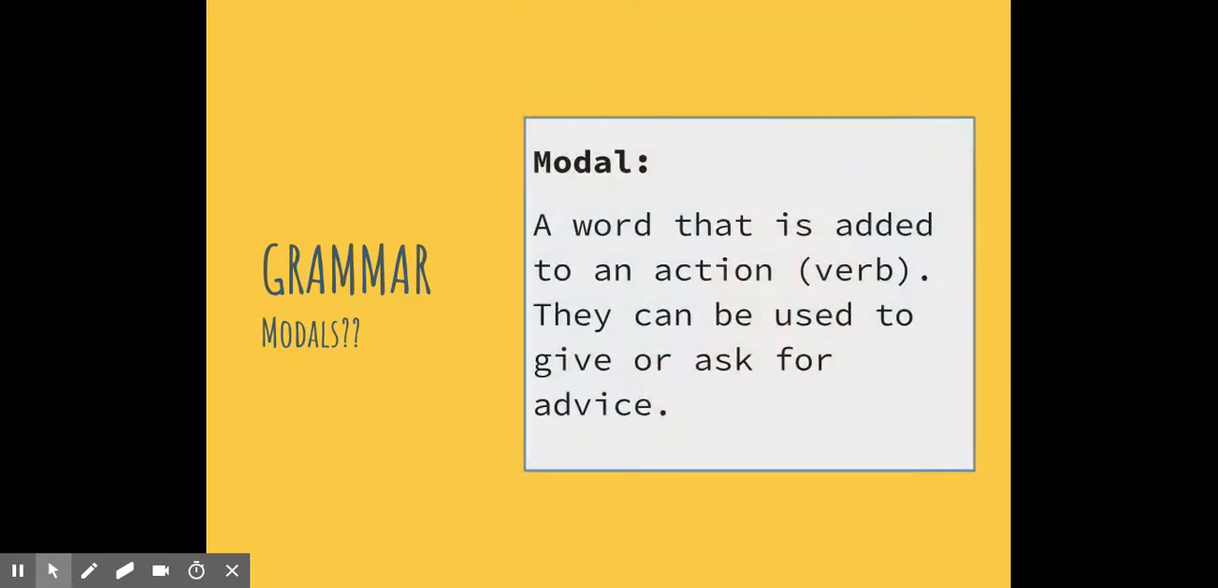Okay. So a modal is a word, it's another one of our auxiliary verbs, right? That we add to an action. They can do many things like asking for permission, showing ability, inability, showing certainty, possibility. This set we're going to talk about is for giving and asking for advice.